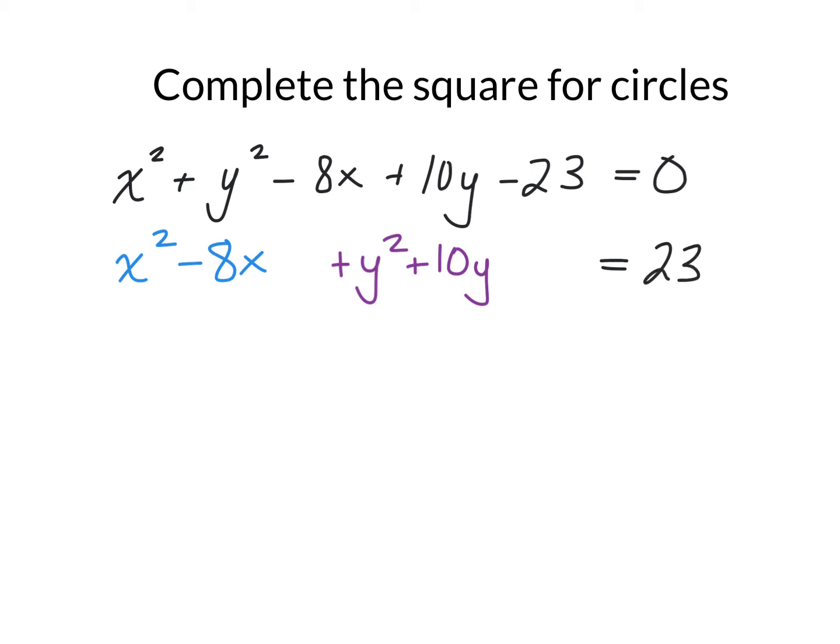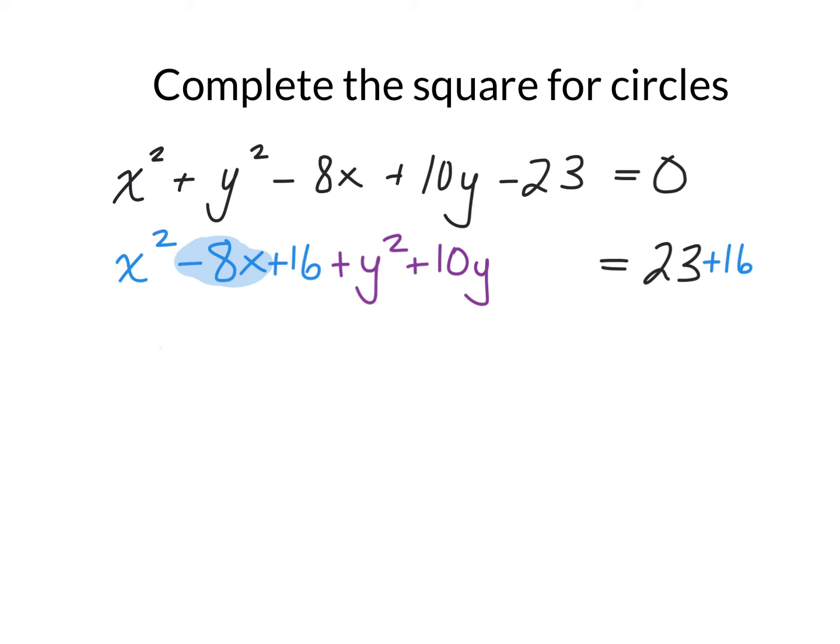What I'm trying to create here is perfect trinomial squares. In order to do that, I need to identify my linear term, in this case, the negative 8x. I'm going to divide it in half and square it. So negative 8 divided by 2 is negative 4. Negative 4 squared gets us to 16. So what we're going to do is add 16 into our equation on the left-hand side. And in order to keep this equation consistent, we are also going to add that 16 to the other side of our equation.